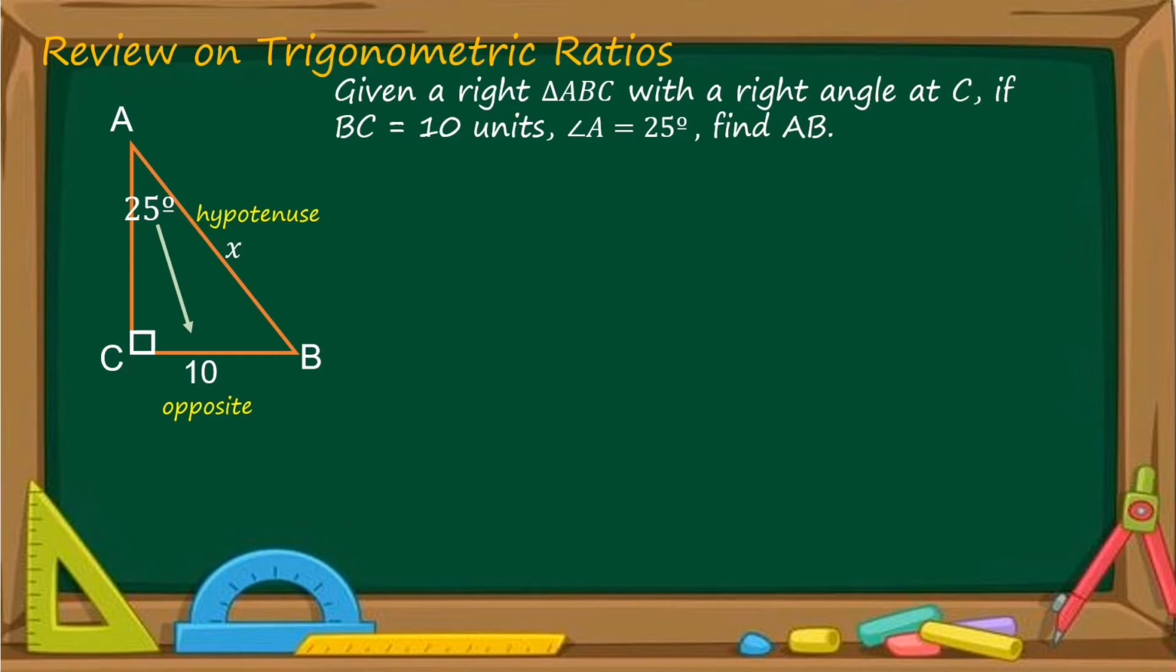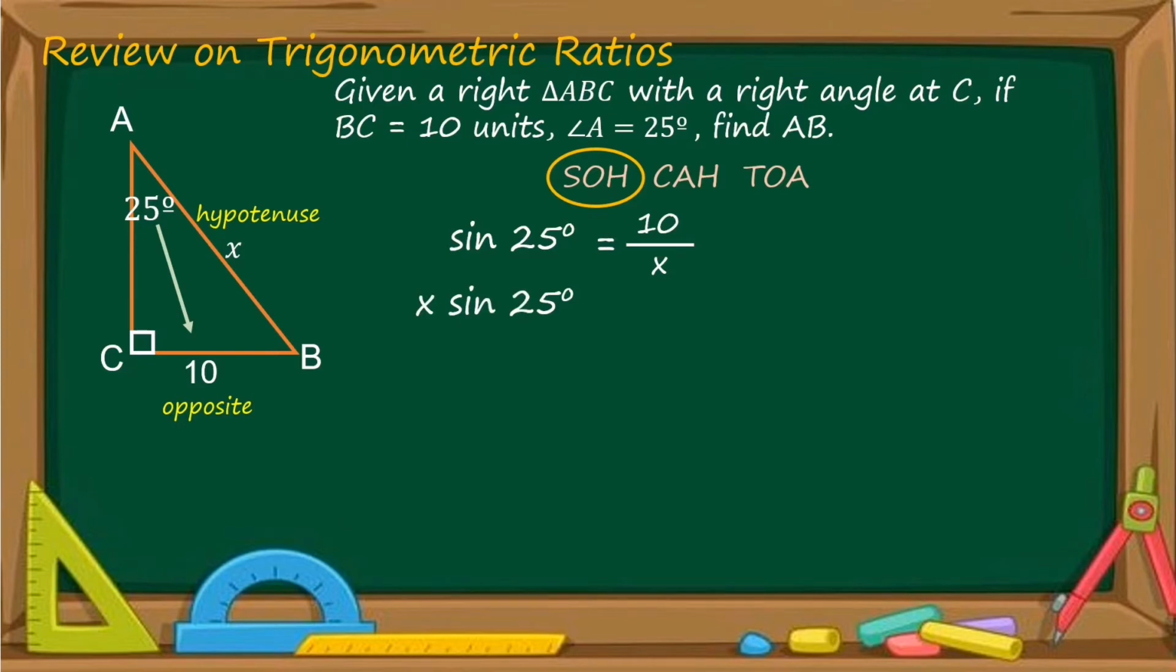In the main trigonometric ratios presented by the mnemonic word SOHCAHTOA, that is SOH, which means sine is equal to the ratio of opposite over hypotenuse. Now, let us have the equation: sine 25 degrees is equal to 10 over X. By cross product, this equation will become X times sine 25 degrees is equal to 10.